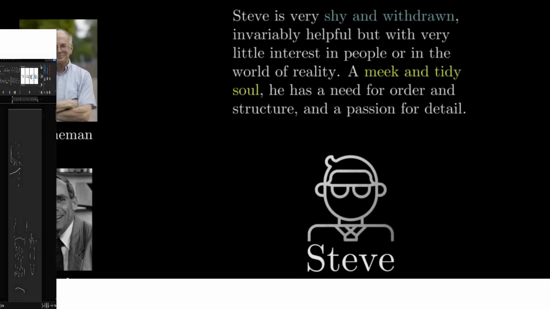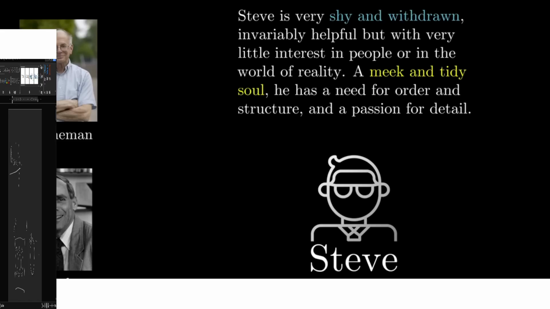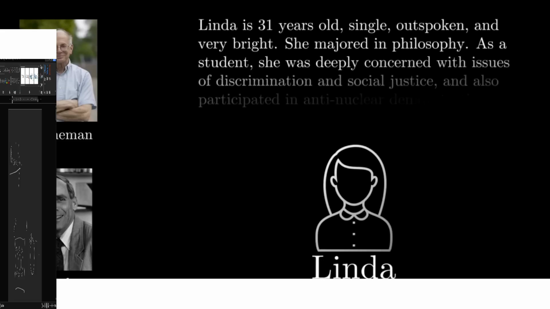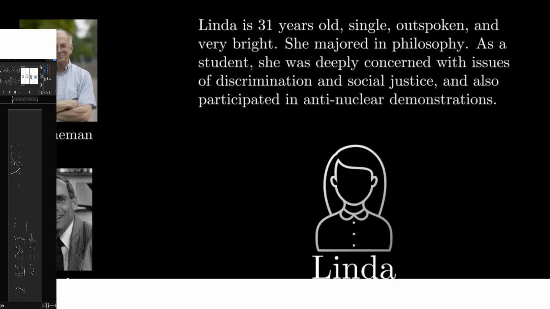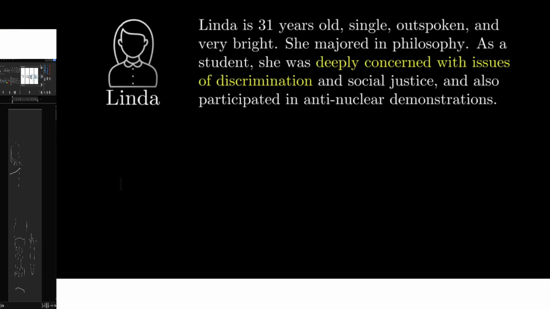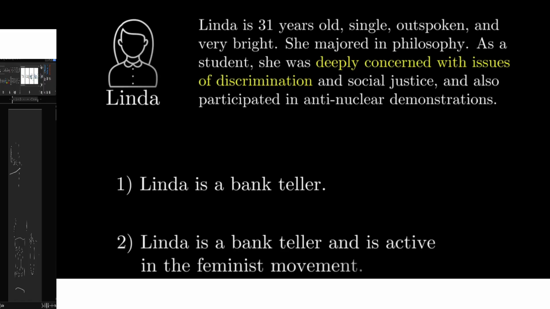They did this experiment that was similar to the one with Steve, but where people were given the following description of a fictitious woman named Linda. Linda is 31 years old, single, outspoken, and very bright. She majored in philosophy. As a student, she was deeply concerned with issues of discrimination and social justice, and also participated in the anti-nuclear demonstrations. After seeing this, people were asked what's more likely? 1, that Linda is a bank teller, or 2, that Linda is a bank teller and is active in the feminist movement.